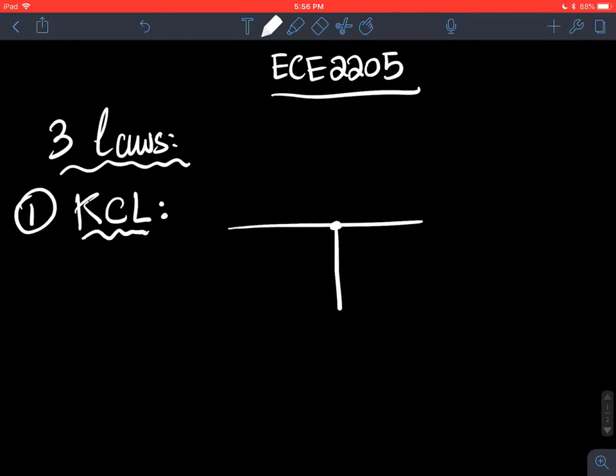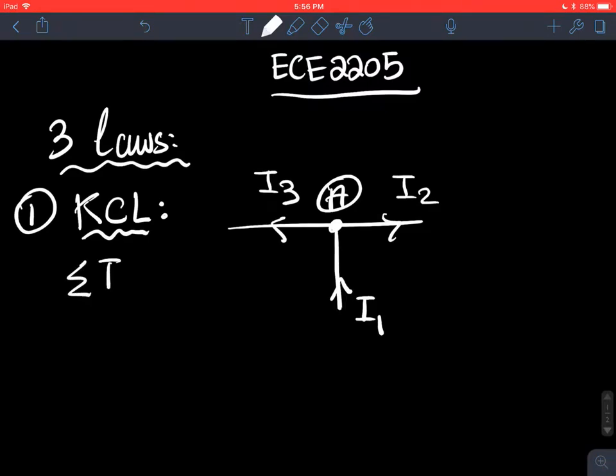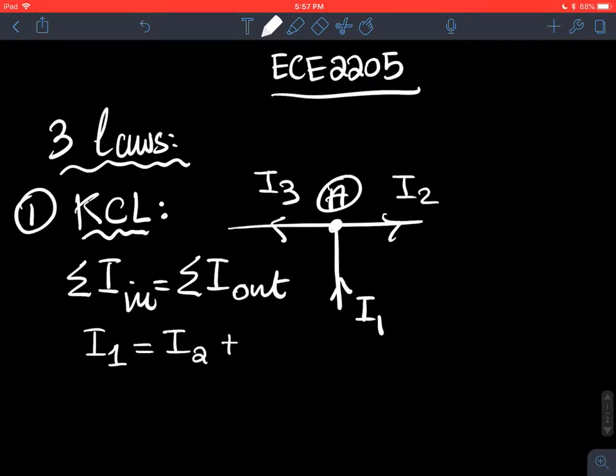So if you have a node, which is basically where more than two wires meet, so these are three electrical wires. So if you have a node and then there's a current I1 that's going this way into the node A, and I have currents I2 and I3 coming out of that node, then Kirchhoff's current law states that the total current going in equals the total current going out. So I can write that I1 equals I2 plus I3.